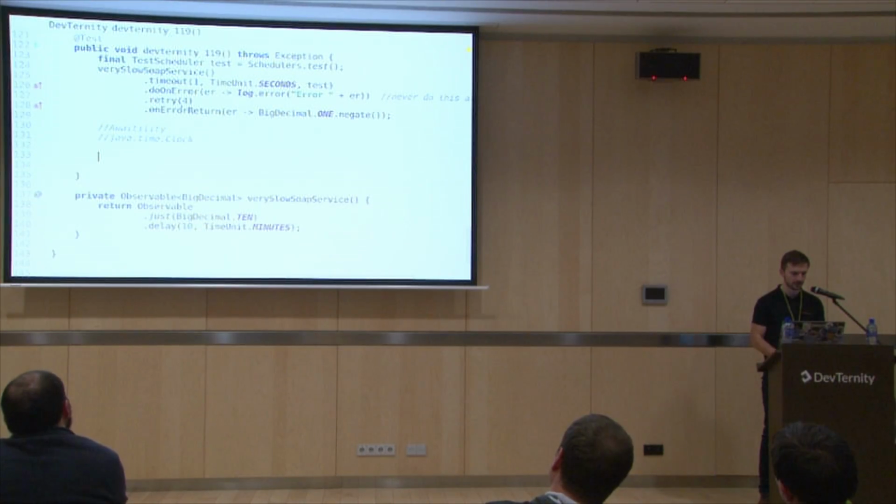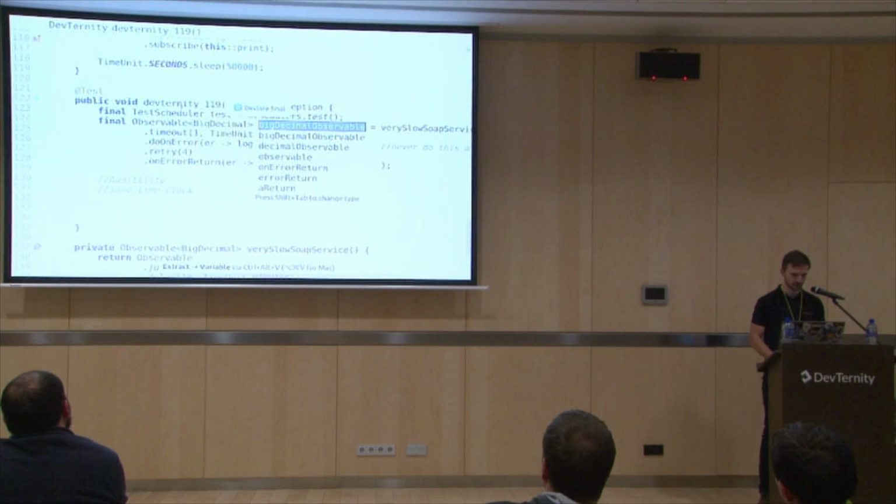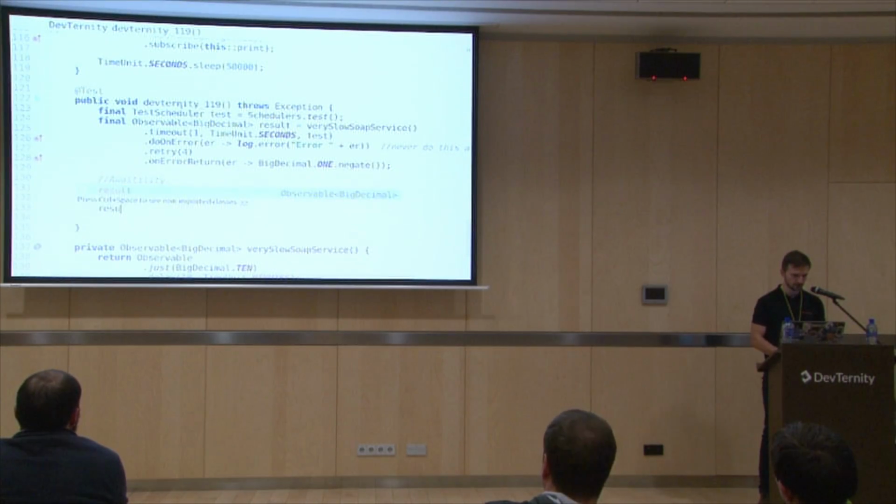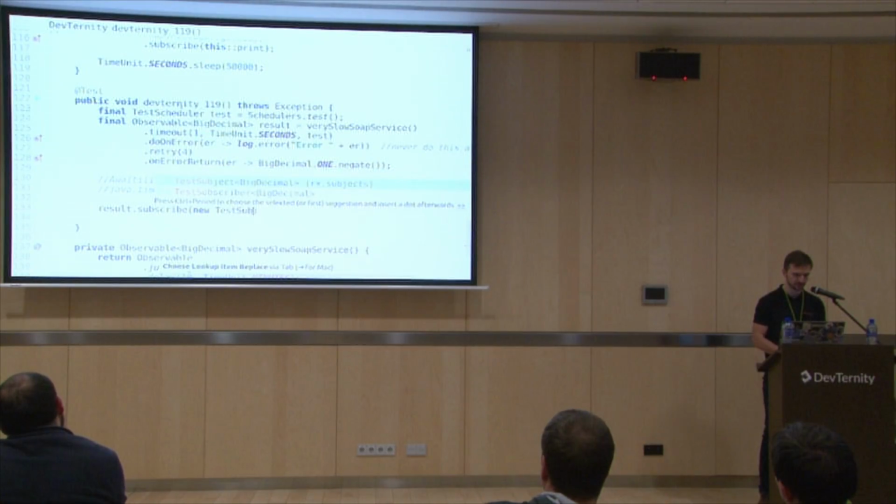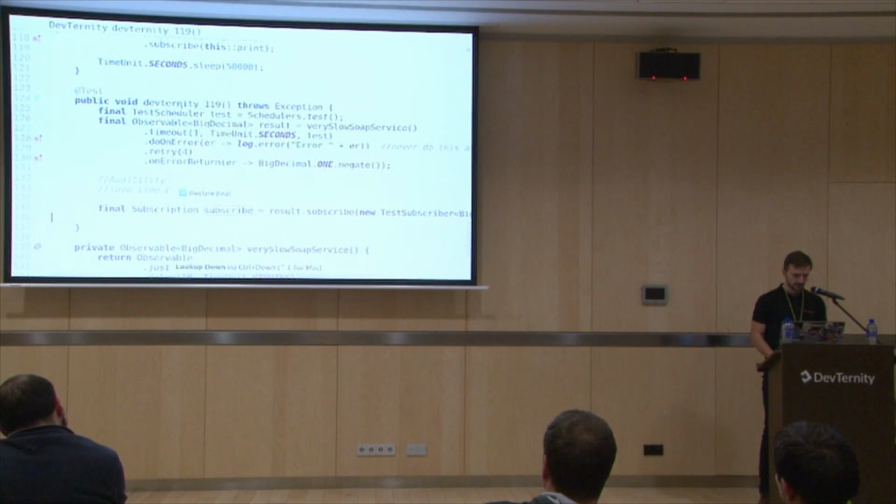So what's going to happen right now is that I will subscribe to this observable. Here it is. Here's my observable. I'm going to call it result. And on this result, I'm going to do subscribe, and I'm going to use a test subscriber. Test subscriber is just a utility given in RxJava to make testing easier. All right, but here's the cool part. So here's my subscriber.